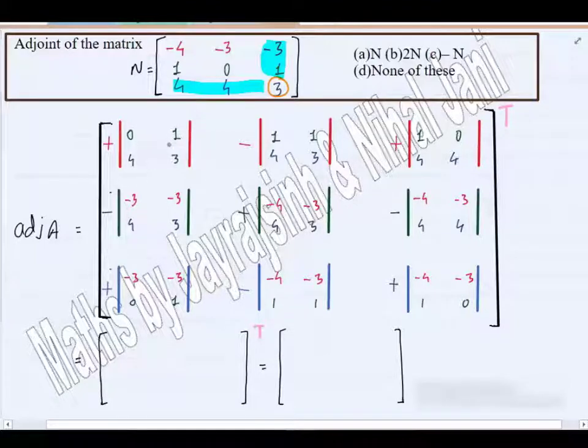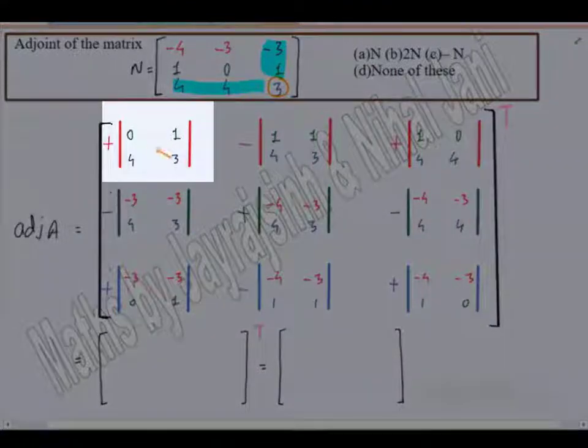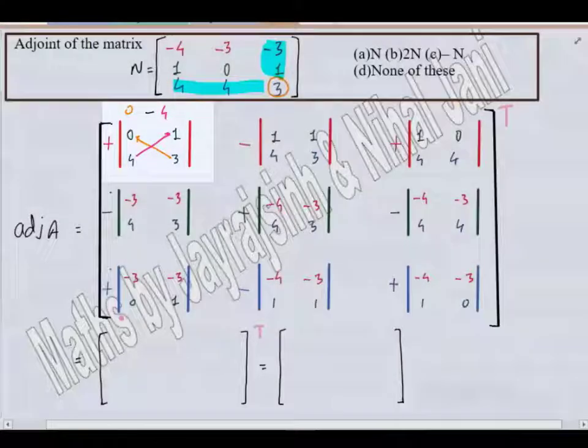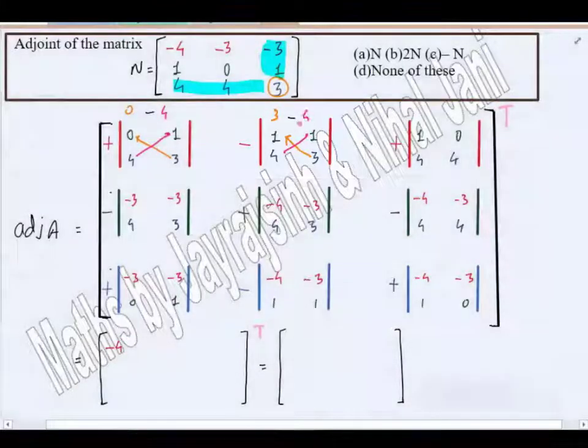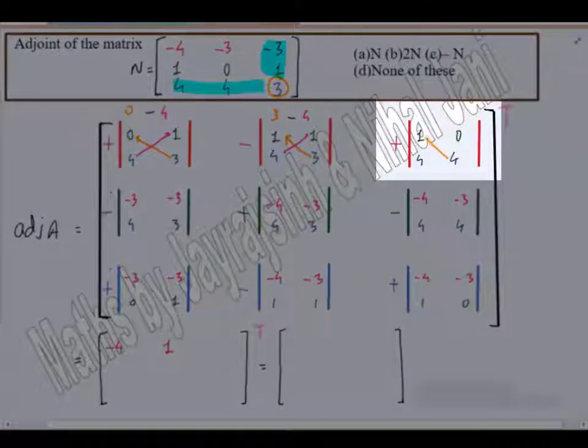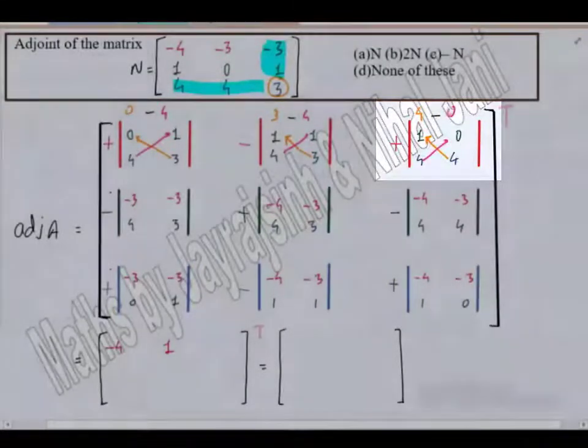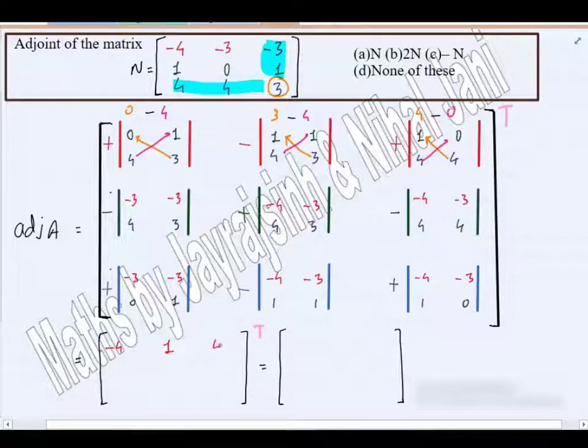So let's start to simplify. Our first element will be 0, since 0 times 3 is 0, then -4 times 1 is 4, which will give us -4. Then the next element: 3 minus 4 will be -1, and this negative sign will convert into +1. Similarly, the next element: 4 times 1 is 4, minus 4 times 0 is 0, will give us +4.